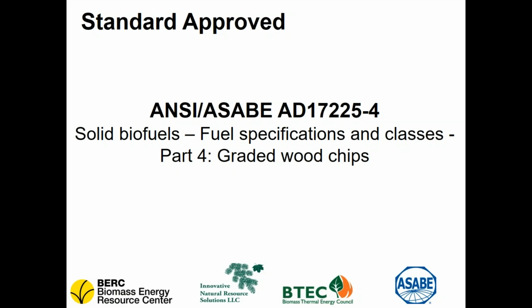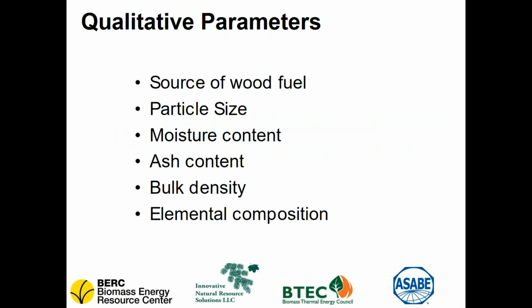But I just want to make sure that people understand that as much as possible, we tried to keep it as consistent with the ISO standard, and that was one of the reasons we took this approach, was to create greater international consistency. So next slide. So the major qualitative parameters that the standard addresses are the source of the wood fuel, particle size, moisture content, ash content, and bulk density, as well as the elemental composition, and that aligns directly with the ISO standard.